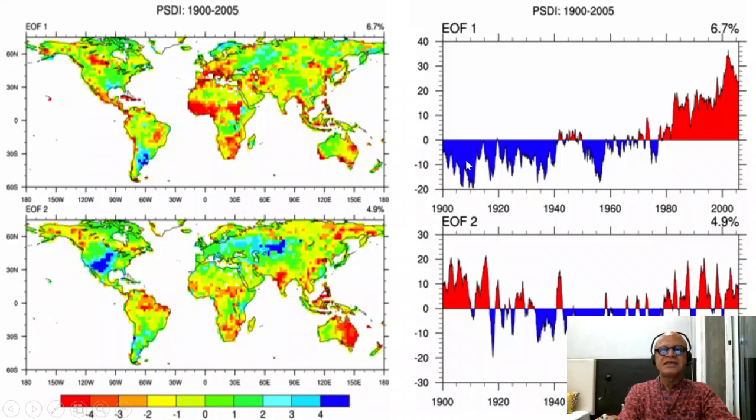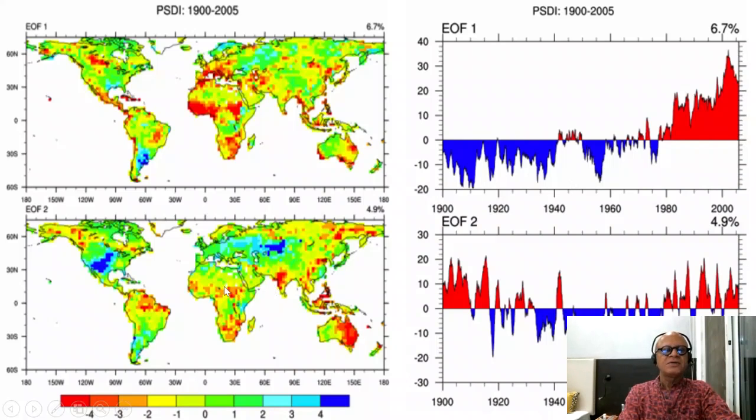Each of the patterns has a time series associated with it. So if you multiply, at any given location, the value in the spatial loading with the time series, you get the time variability at that particular location. So it's a very neat, compact way of representing patterns and time variability. And you can see that this is similar to the PDSI that we saw here. So the first mode of the PDSI EOF is explaining the climate change part of the drought severity index over the period of 1900 to 2005.